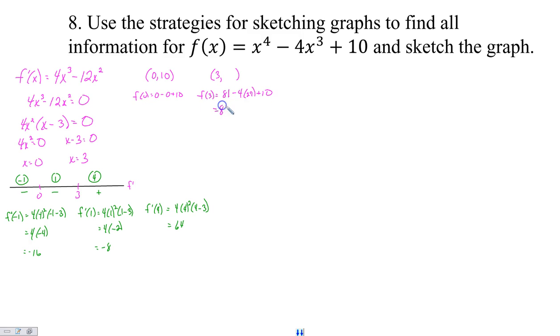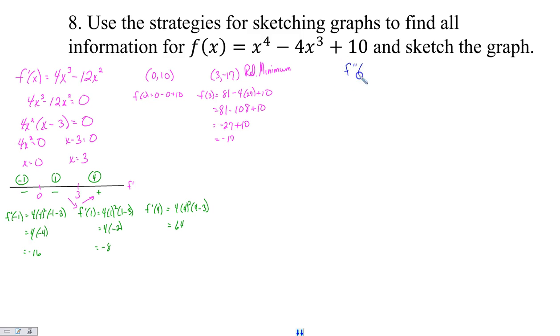So we're going to have 81 minus 108 plus 10, and that's going to give me negative 27. And so I'm going to end up with a y value of negative 17 here, which is going to be my relative, hopefully you got this by now, minimum, because it decreased and then it increased, and that's what's happening here. Okay, so let's go to our second derivative, see what's happening there.